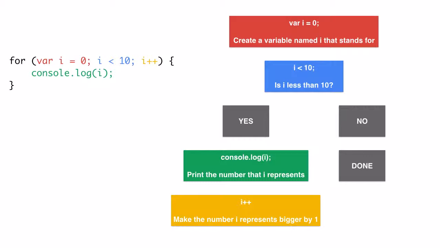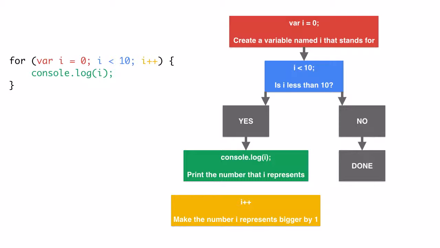How a for loop works is probably best explained with a flowchart. The first part is run once at the beginning. It creates a variable named i that represents the number 0, just like in math. Next, the second part is run, which checks if the number i represents is less than 10. If not, the loop exits. Otherwise, the code inside of the loop is run.